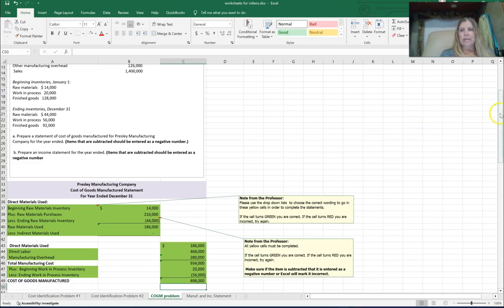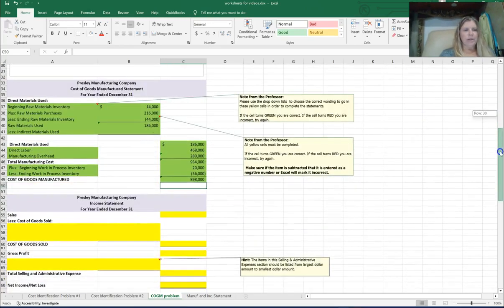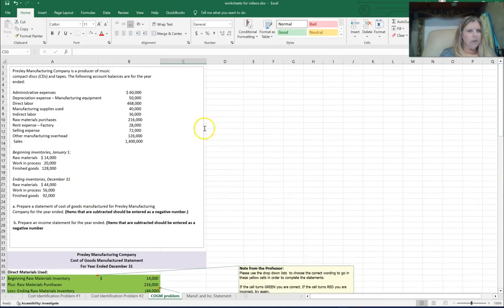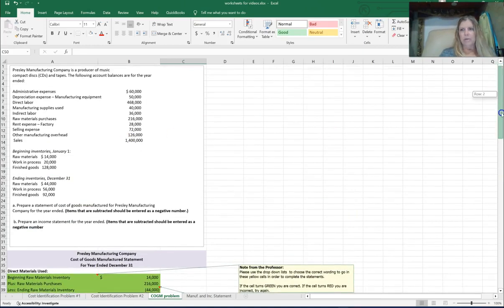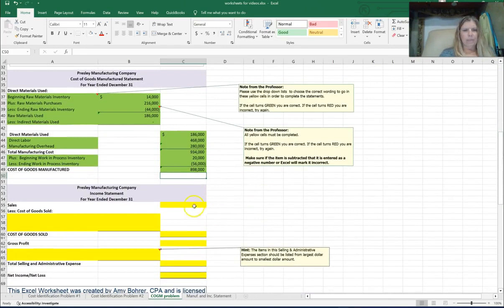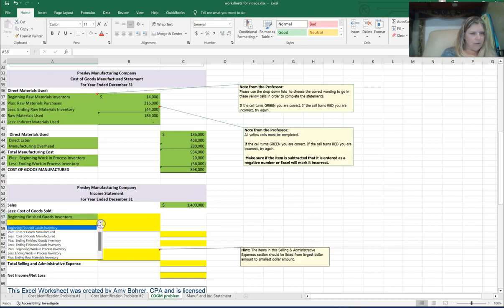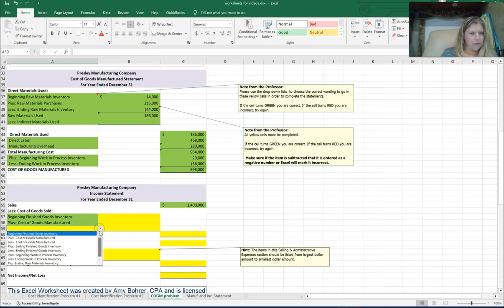Okay, so then the next step is to create an income statement. So again, we'll go up here and look at sales, and it is 1.4 million. So we'll plug that in. And then we have to figure out what is our cost of goods sold. So our beginning finished goods inventory plus our cost of goods manufactured less our ending finished goods inventory.